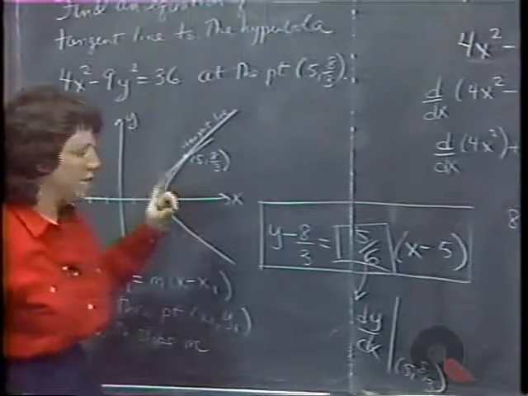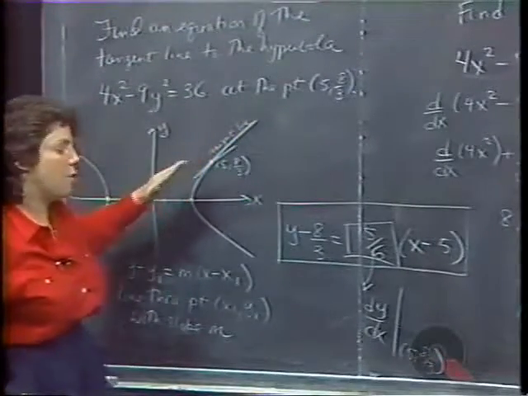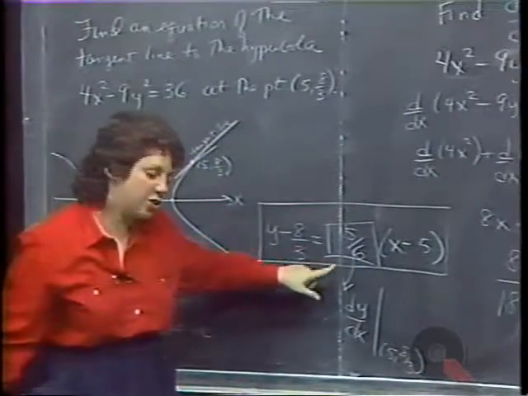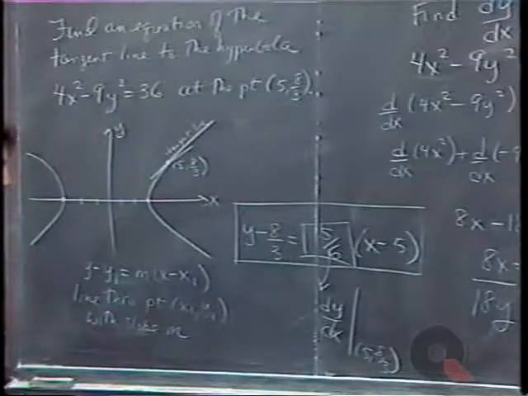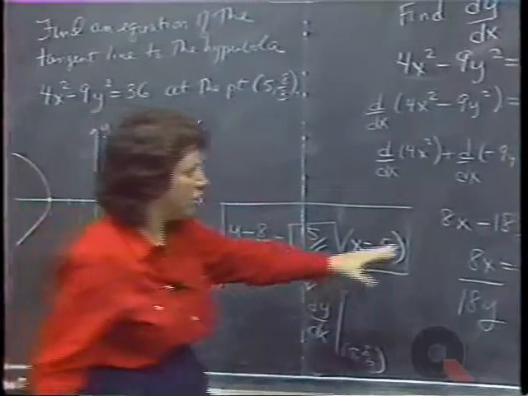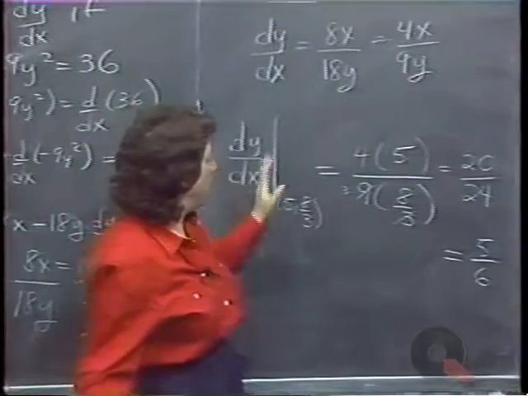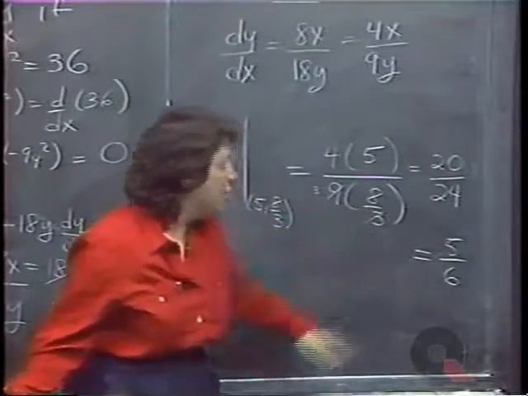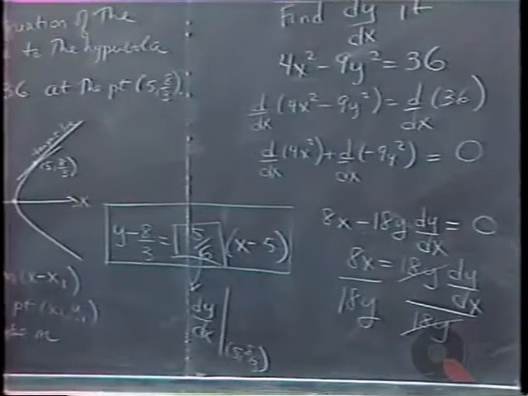Remember, we needed point and slope. We were given the point on the line. We needed the slope of the tangent line, but the slope of the tangent line was the derivative evaluated at the point (5, 8/3). Okay, once we found dy/dx by implicit differentiation, we were able to substitute in the point (5, 8/3) and find the slope of the tangent line in question. Turned out to be 5/6, and that's what we substituted in here.